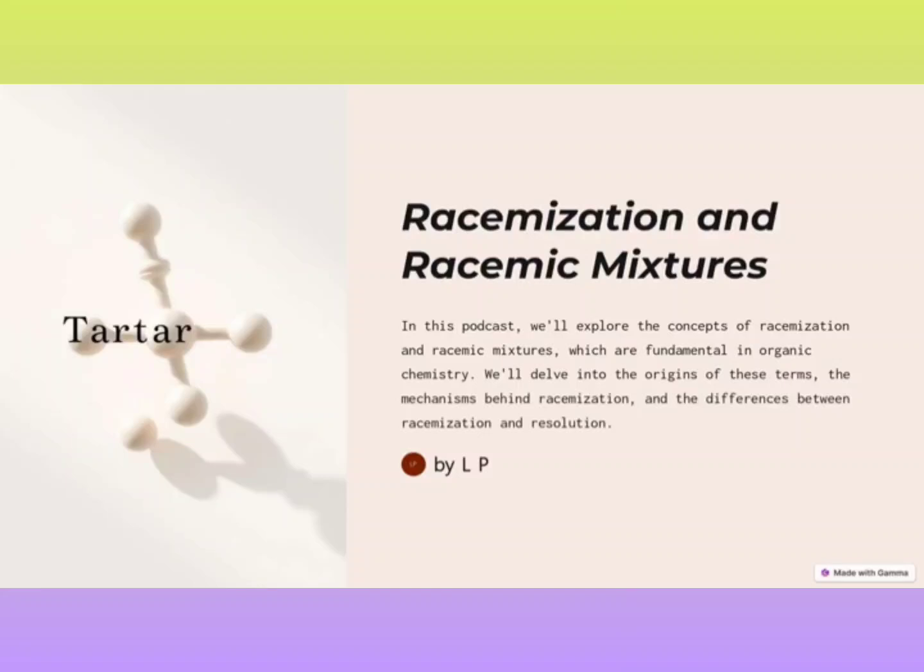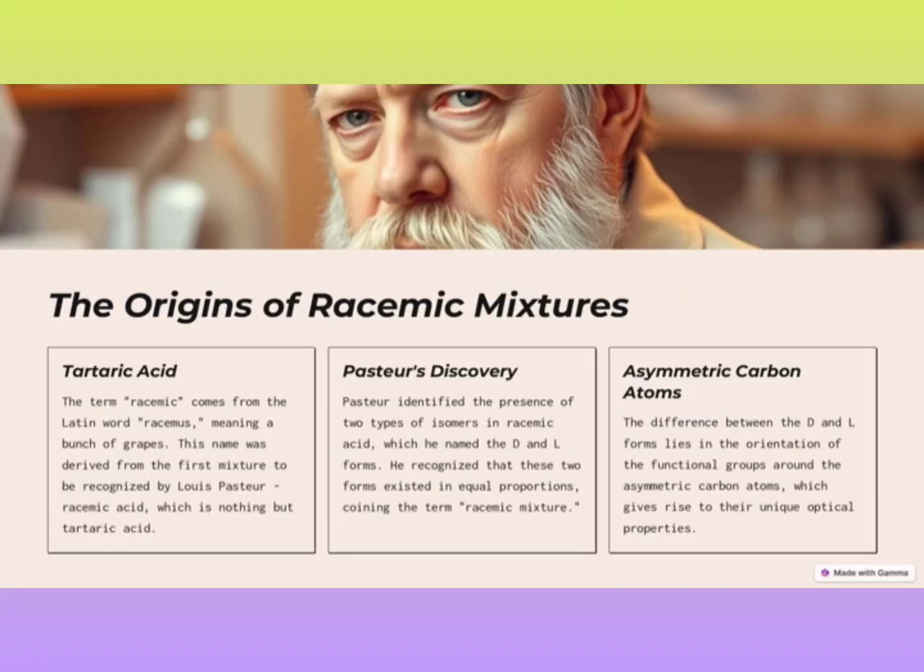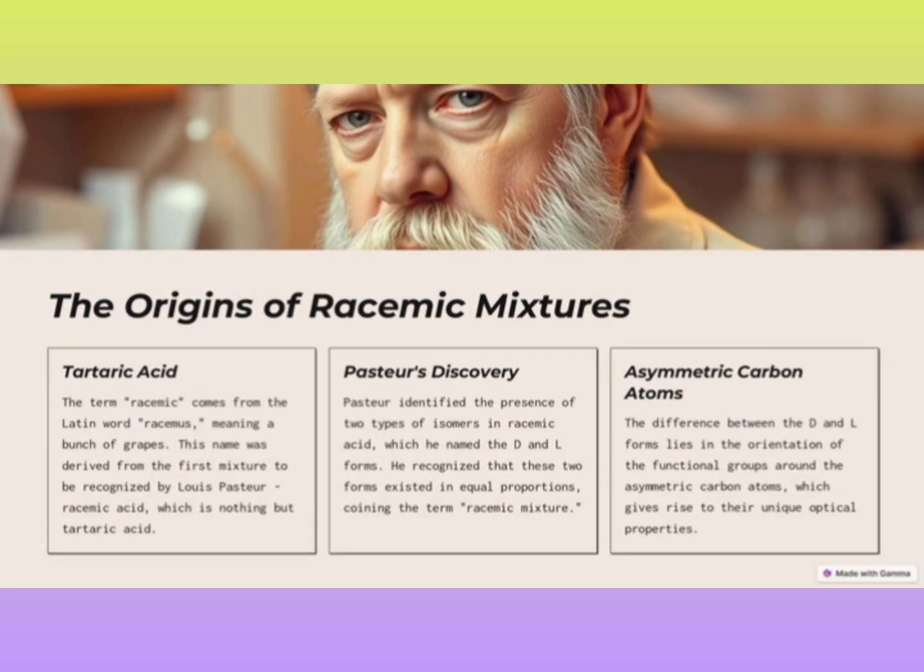The term racemic comes from the Latin word racemus. Racemus means a bunch of grapes. The name comes from the first mixture to be recognized by Louis Pasteur. He identified the presence of two types of isomers in racemic acid. Racemic acid is nothing but tartaric acid.